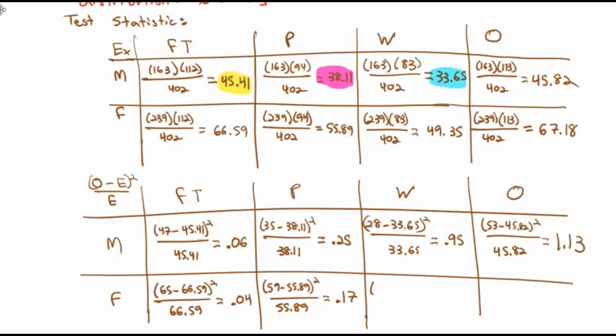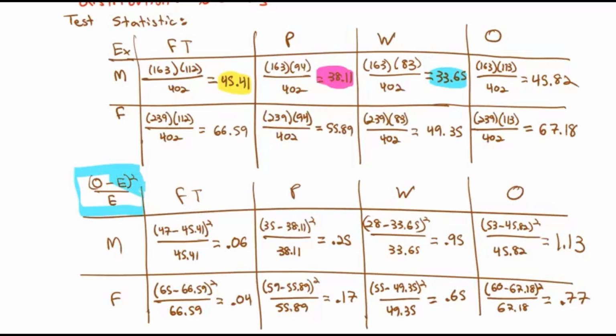For the waffles, the observed value was 55 minus the expected value of 49.35, squared, divided by 49.35, which equals 0.65. And finally, the observed value for the omelets was 60 minus 67.18, squared, divided by 67.18. That's going to give us 0.77. So we're going to get really good at that observed minus expected squared formula.